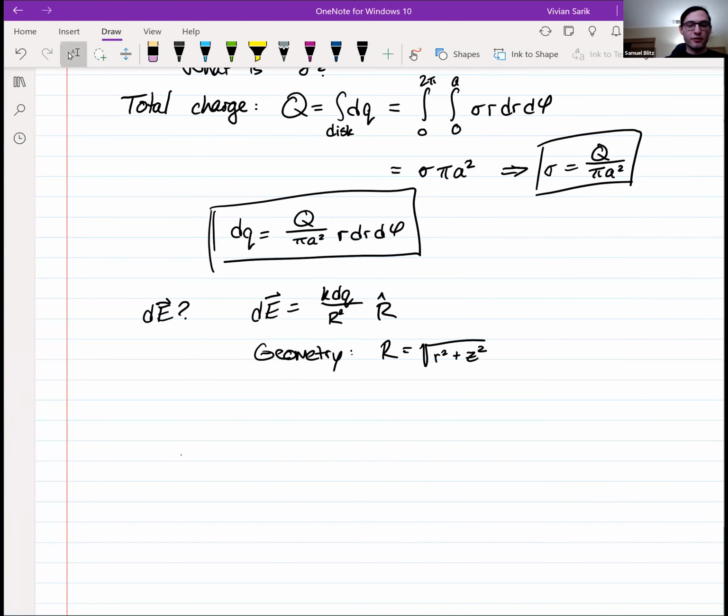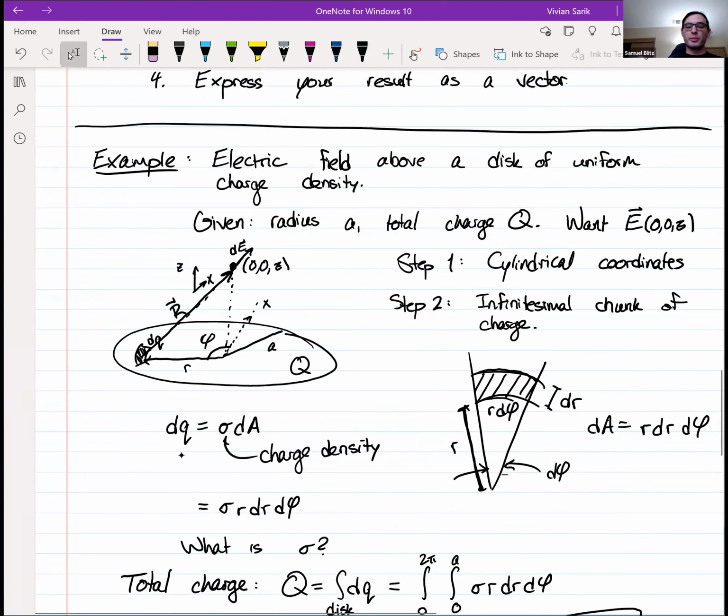Now, finding R hat is harder. The reason it's harder is because depending on where you are, it's pointing in different directions and it's rotating about, so you would have to have all three coordinates. But we can actually use the dq in the center of the slice of area on q.